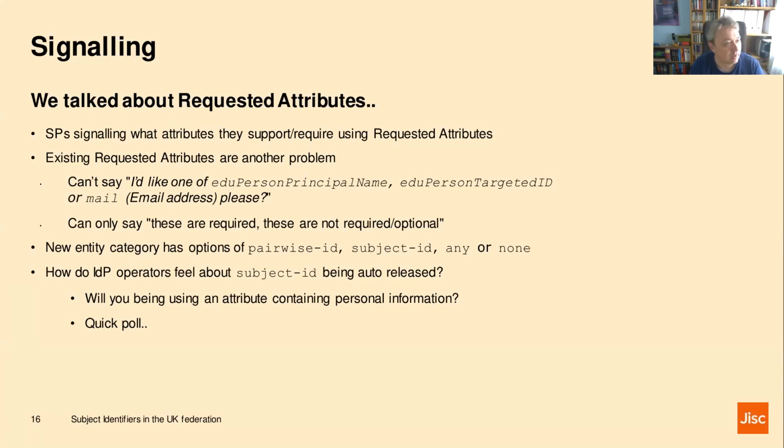So a very, very quick poll on subject identifier and personal information. Let me relaunch the poll for that one. Okay, so will you be using an attribute containing personal information for subject ID? I'll give this one just a minute because it's only one question. Okay, so I'll pull this one in 10 seconds.